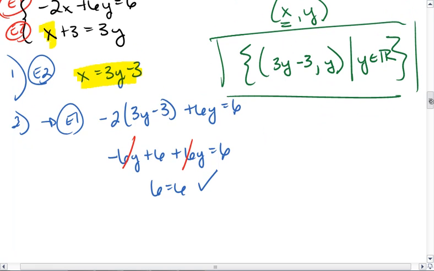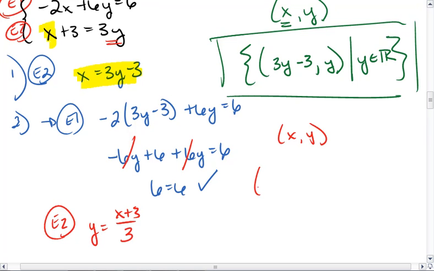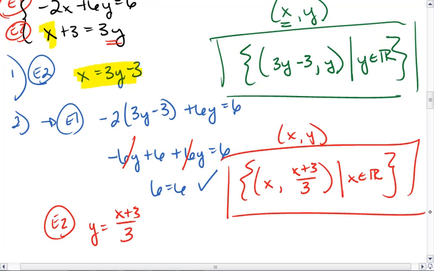You could have also written everything in terms of x if you wanted to. We could have solved for y and seen that in equation 2, y equals (x plus 3) all over 3. Meaning that in x comma y we could rewrite this as x comma (x plus 3) over 3 such that x is a real number. And that's another way to write our solution set. Either way works, but we do like to write it in terms of a single variable, or at least as few variables as possible.